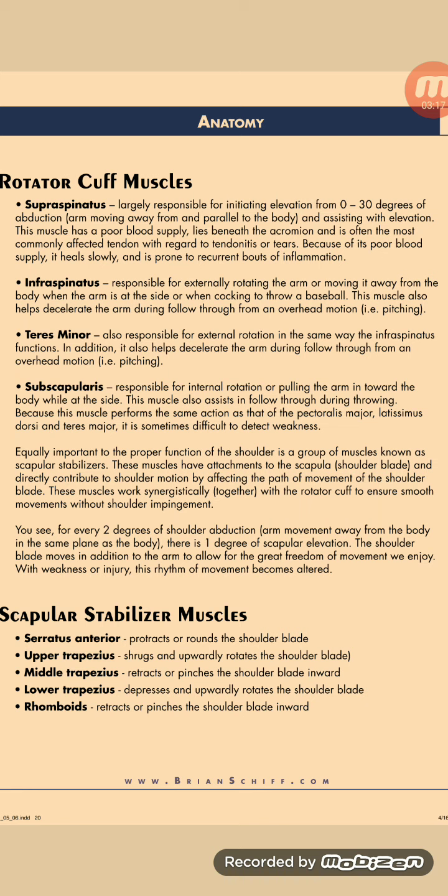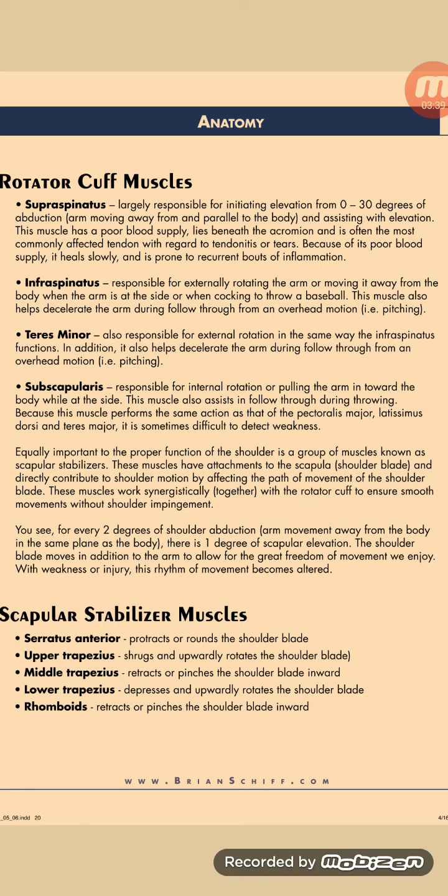Subscapularis, responsible for internal rotation or pulling the arm in toward the body while at the side. This muscle also assists in follow through during throwing because this muscle performs the same action as that of the pectoralis major, latissimus dorsi, and teres major. It is sometimes difficult to detect weakness.